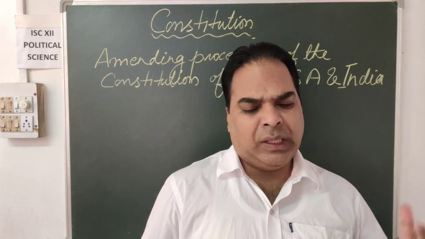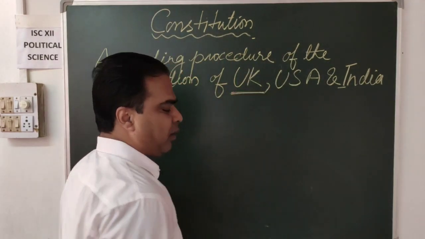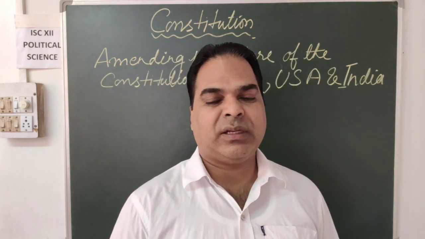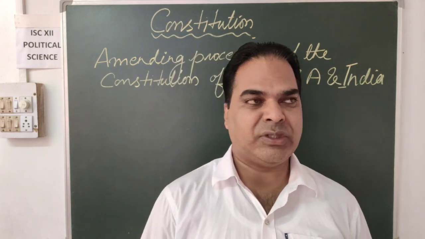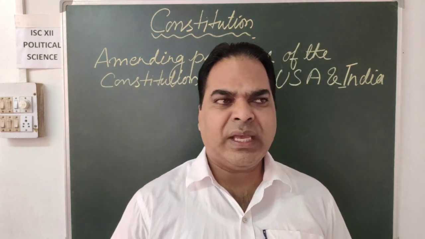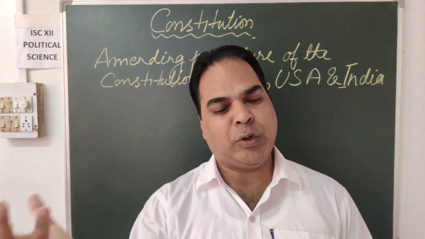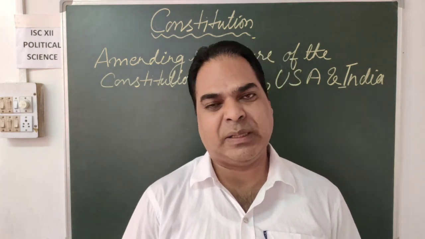The first one is UK, United Kingdom. Very simple. We don't have to waste our time in discussing the amendment procedure of UK because it's very simple. As you know, the constitution of UK is an unwritten constitution, so there are no definite rules and regulations on how to amend the constitution. Though it is unwritten, it can be amended partially or wholly by an ordinary law which can be passed by the British Parliament.